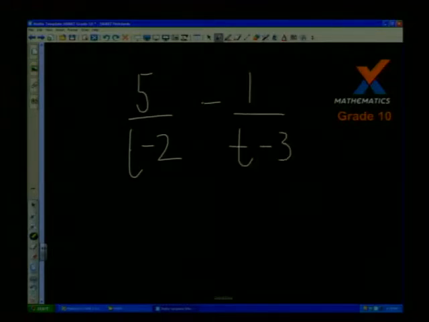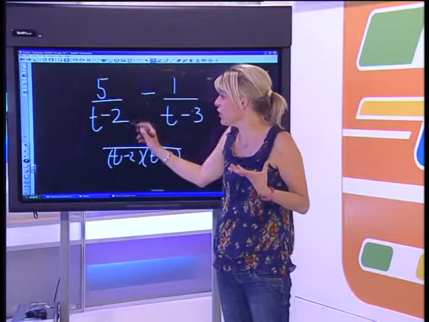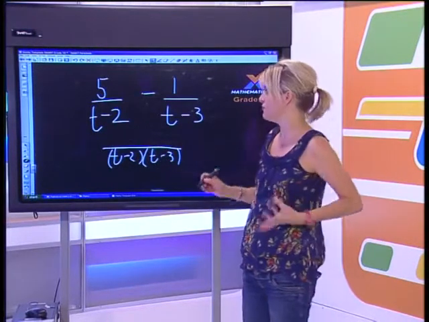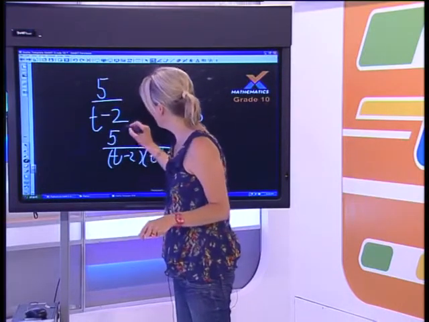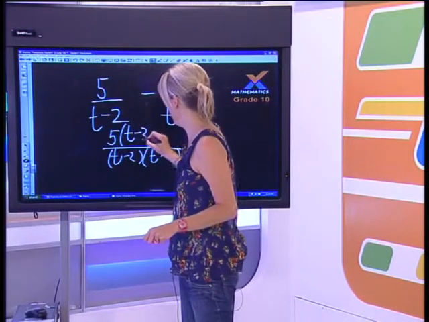Right, so we've already said that our LCD is t minus 2 and t minus 3. So now I have a look at my first term, and I say to myself, what is my first term missing in terms of the LCD? My first term has got the t minus 2, so that's all very fine. It doesn't have the t minus 3. So what I need to do to compensate is say 5 multiplied by t minus 3.